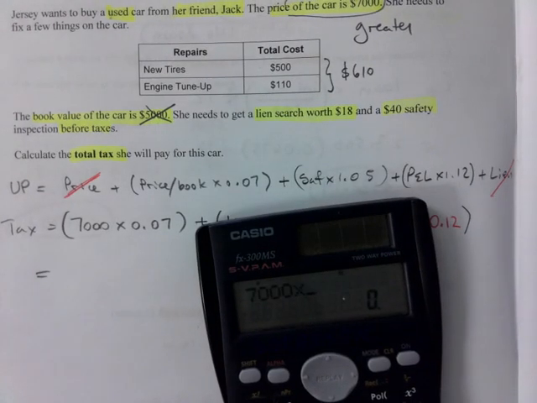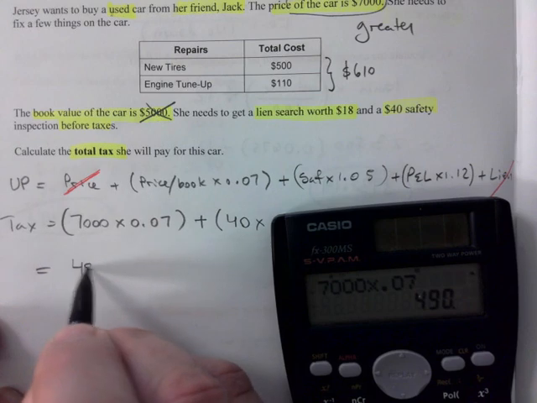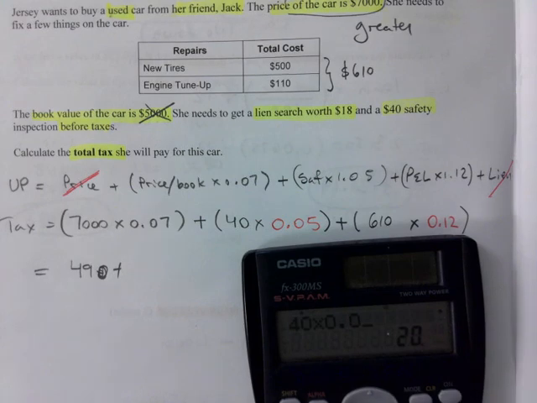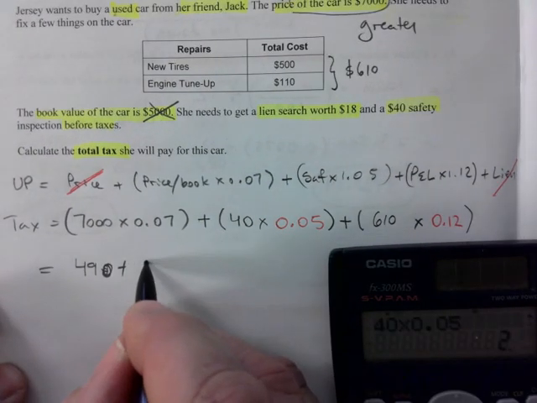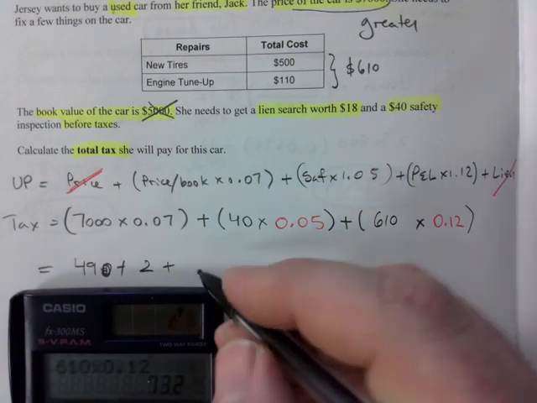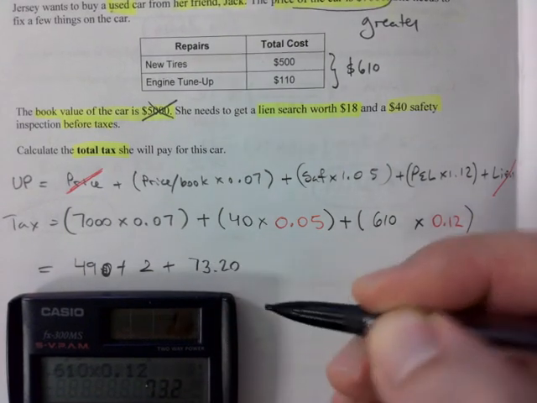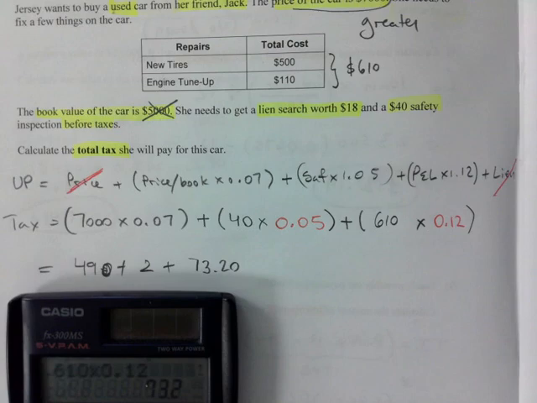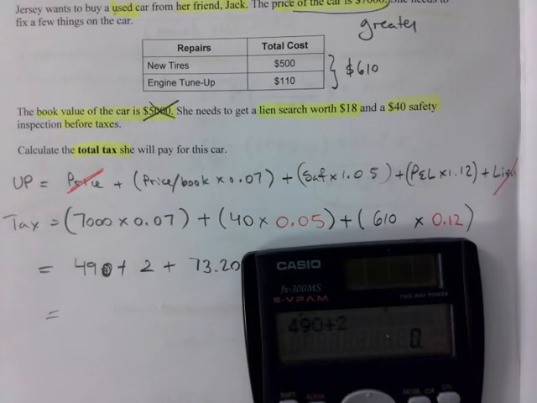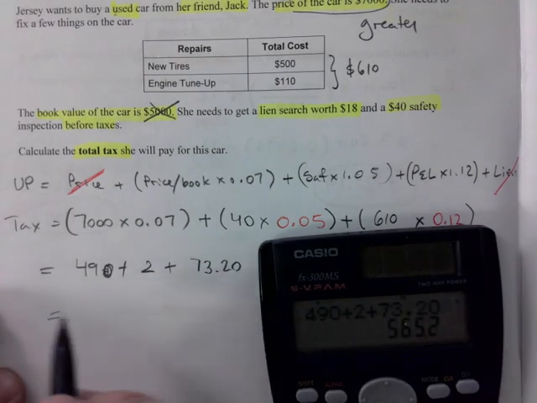So 7,000 times 0.07, 490. 40 times 0.05. Oops. That's 0.5. That's 50% tax. That's not good. There you go. $2. And then 610 times 0.12, 73.20. Every once in a while there are questions where they push you to the limit, like they really want to know. So they have a range of difficulty, right? 490 plus 2 plus 73.20. So it's 565.